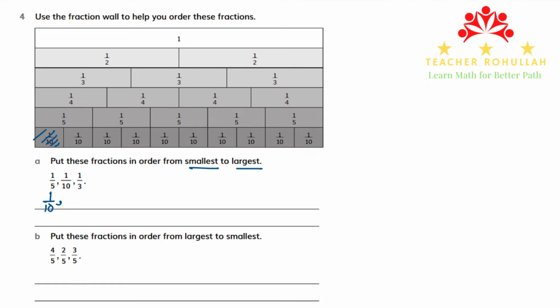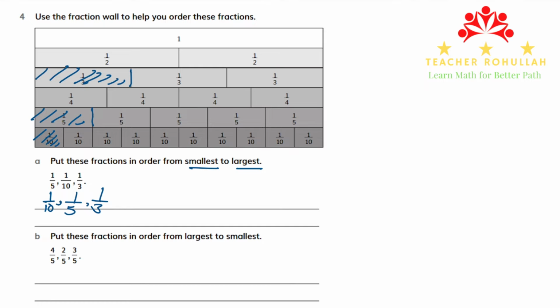Then we can write 1/5. Why? Because 1/5 is bigger than 1/10, but it is less than 1/3. See, 1/3 is here and 1/5 is here. This one is showing 1/5, but this one is showing 1/3, which is showing a bigger portion of the fraction wall. And the last one, which is the largest one, is 1/3.